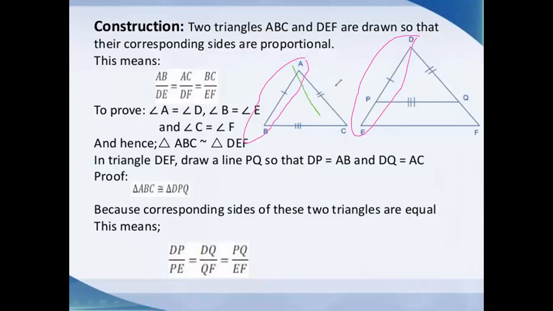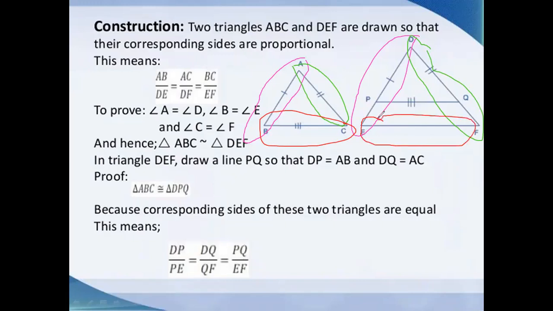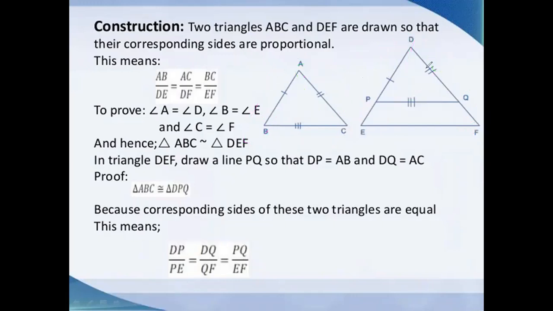Side AC also, if this is proportional to side DF. And then we have this side BC, which we compare with side EF. So therefore, when the three sides are proportional to each other, then we can say that they are similar triangles. To set up the sides, we can prove that in a ratio. So these are the means to identify whether the sides are proportional.